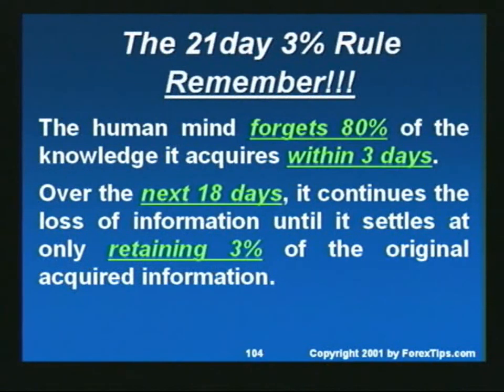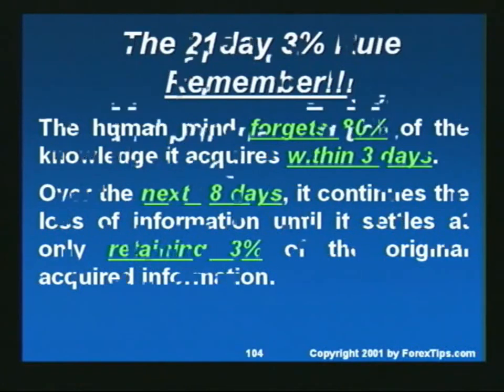The 21-day 3% rule is all about practicing, rehearsing, re-educating yourself. The human mind forgets 80% in 3 days. By practicing and re-educating yourself on how the market works, it places you in a position to start to trade with about 80 to 90% recall versus 3%. We do not want you to open up your margin account with only 3% recall of all the things that you've learned.